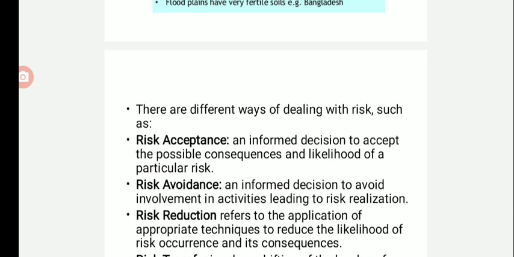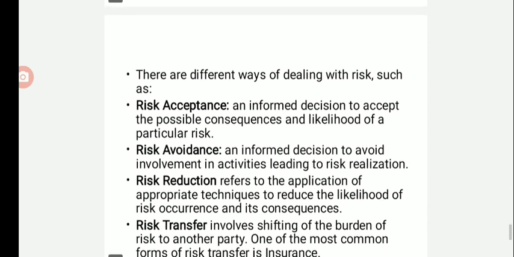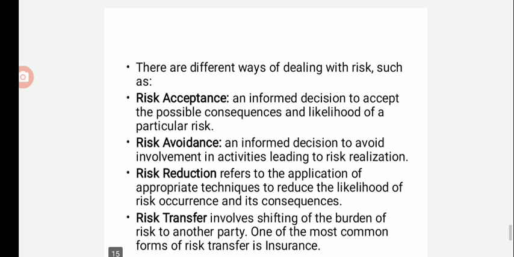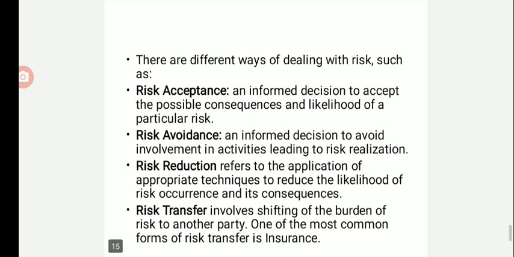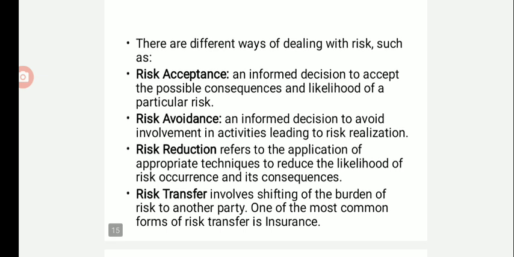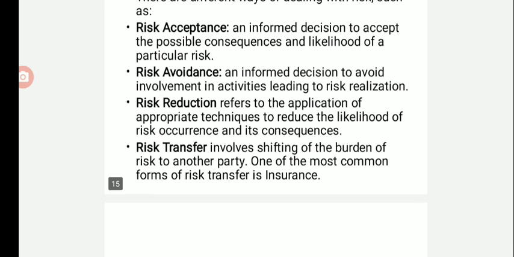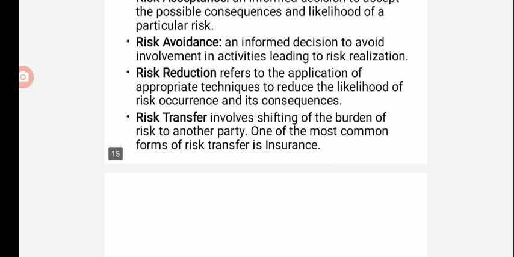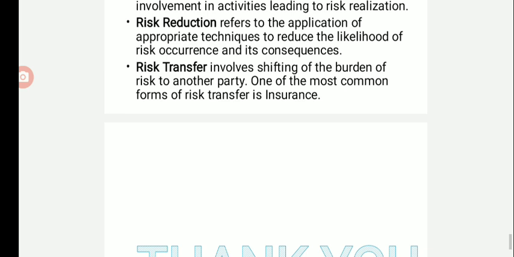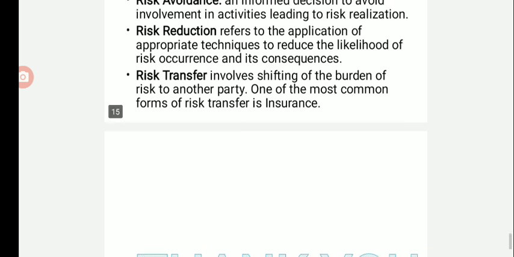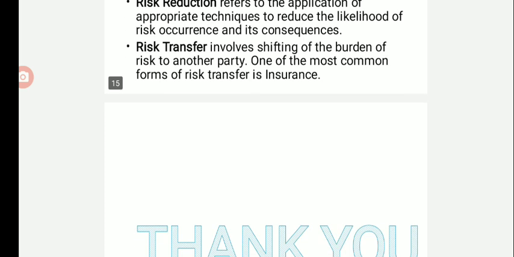There are different ways of dealing with risk. Risk acceptance is an informed decision to accept the possible consequences and likelihood of a particular risk. Second, risk avoidance is an informed decision to avoid involvement in activities leading to the risk realization. Next, risk reduction refers to the application of appropriate techniques to reduce the likelihood of risk occurrence and its consequences. Last, risk transfer involves shifting the burden of the risk to another party. One of the most common forms of risk transfer is insurance.